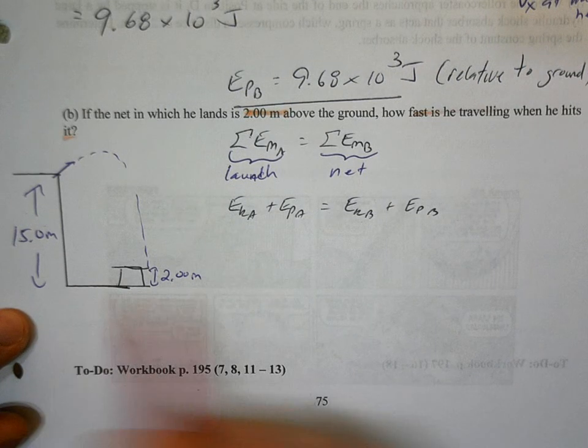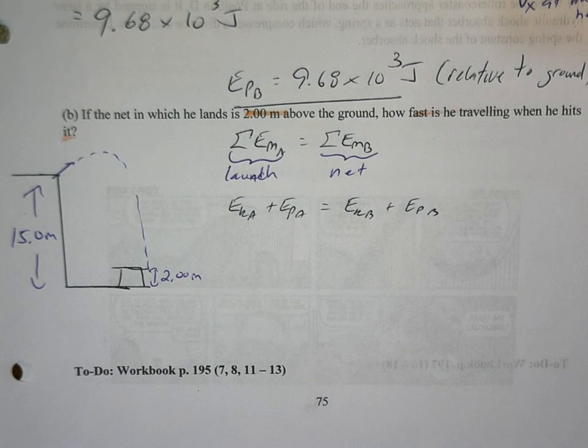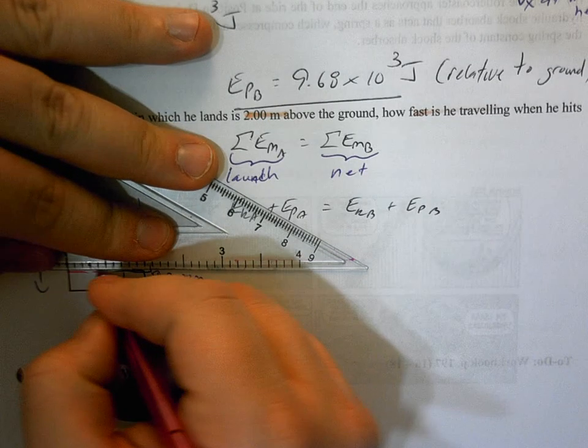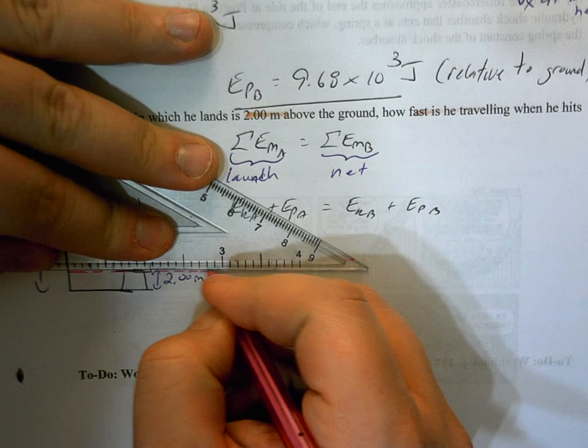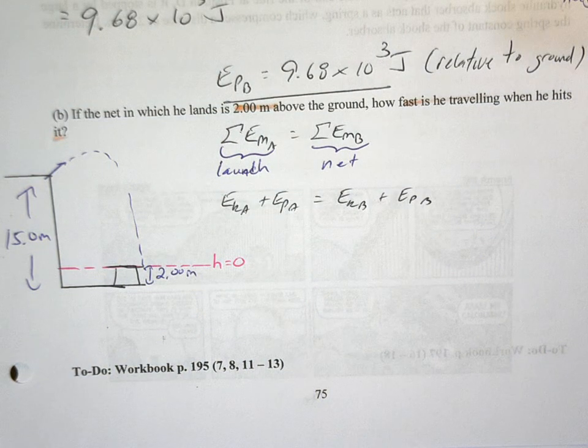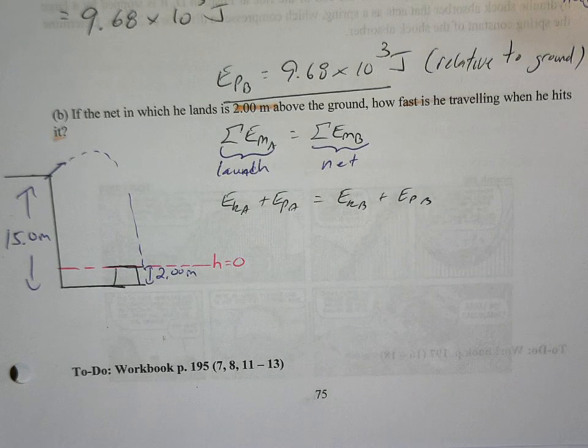What if I don't want to use the ground as a reference point? That seems pointless to me. What if I want to call the top of the net here, what if I want to call that my reference point of h equals 0? There's absolutely nothing wrong with that. And in fact, that's what we're going to do.